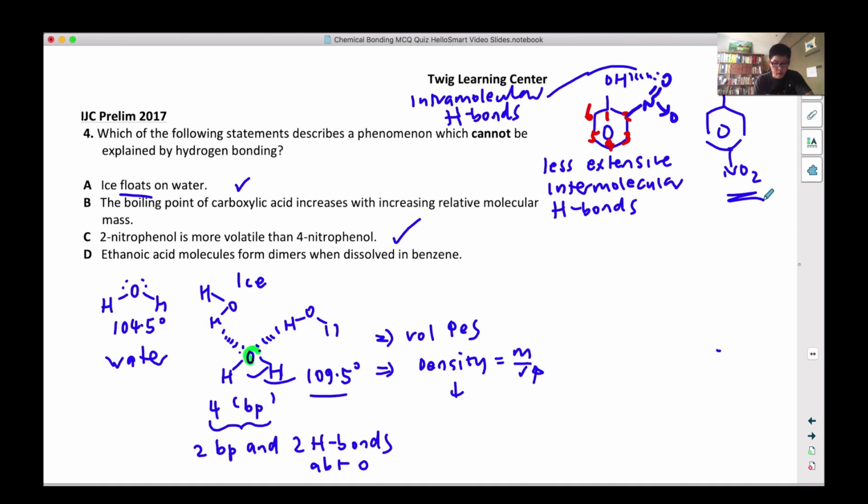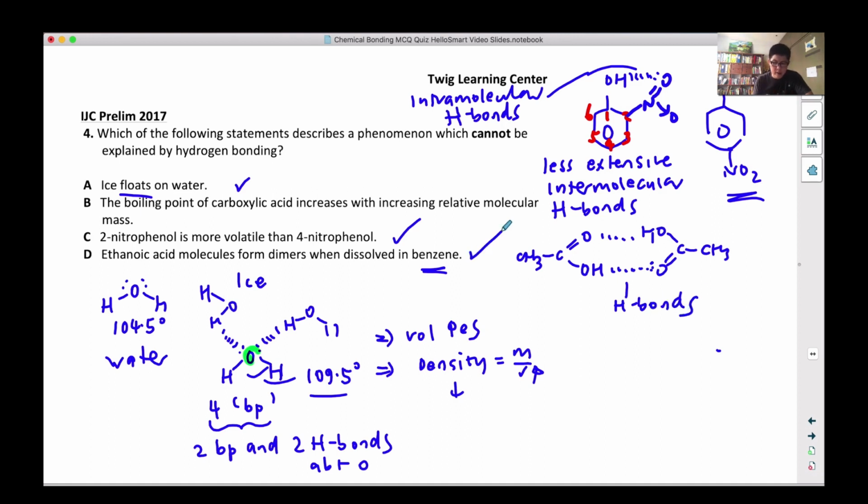Ethanoic acid forms dimers when dissolved in benzene. Benzene is actually non-polar, which enables ethanoic acid to form a dimer. So this is how you draw it. It can form a dimer over here. So this is your H bond. So it's also explained by hydrogen bonding.